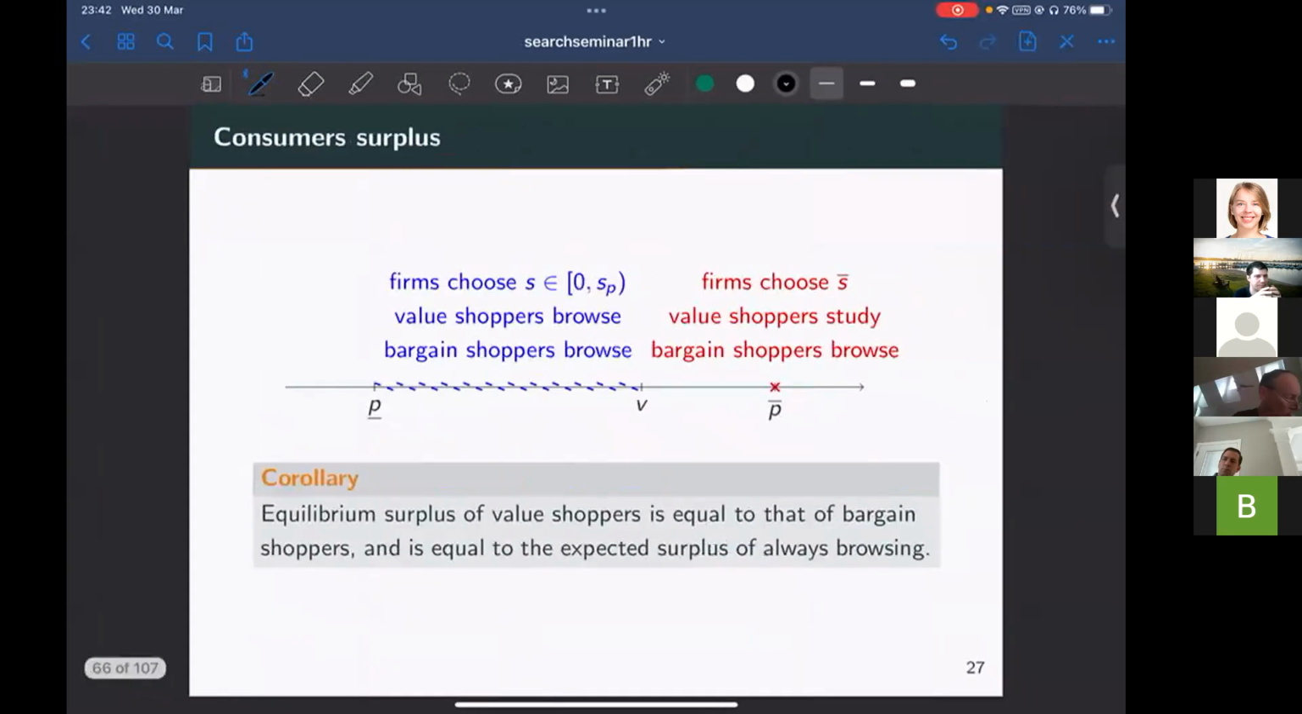Okay, so this is just one small thing that I find cute and useful for surplus analysis: in equilibrium, value shoppers' equilibrium surplus is equal to that of bargain shoppers. So there are not two different surpluses for different consumers. That's because firms would choose S bar such that value shoppers are just indifferent between browsing and studying. Right, so their surplus is going to be equal to the expected surplus of always browsing.